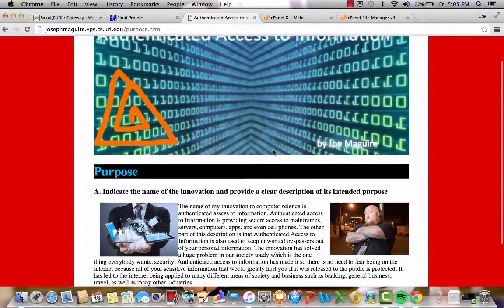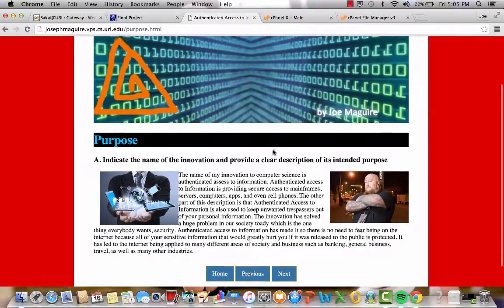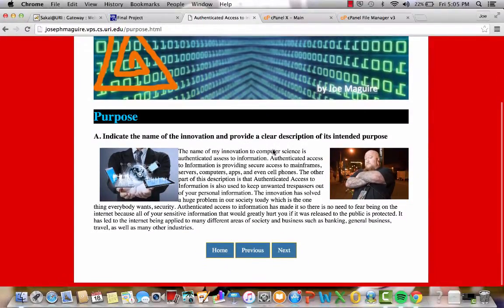The first question I will be addressing is on my purpose page. Question A. Indicate the name of the innovation and provide a clear description of its intended purpose. The name of my innovation to computer science is Authenticated Access to Information. Authenticated access to information is providing secure access to mainframes, servers, computers, apps, and even cell phones. The other part of this description is that authenticated access to information keeps unwanted users out of your personal property.